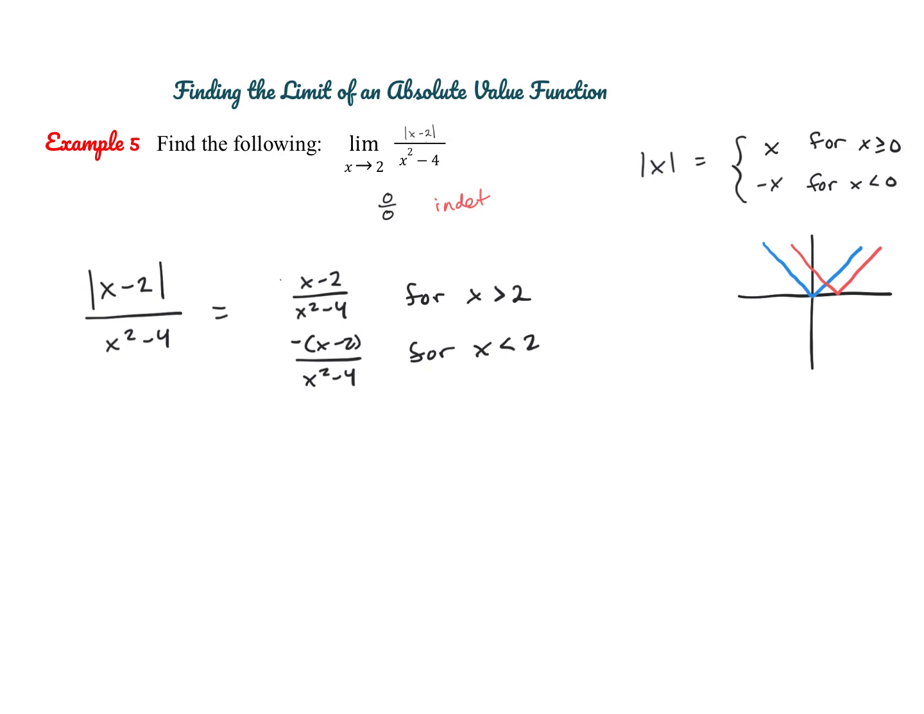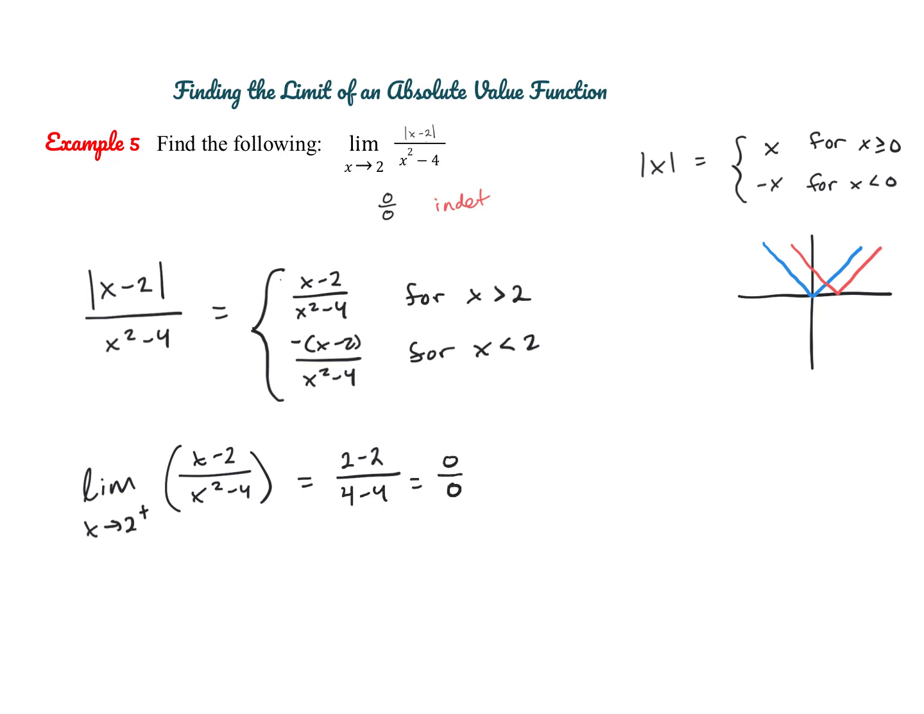I'm going to make this a little bigger. So it looks like this. So when we're evaluating the left and the right hand limits, we can use the two different parts of our piecewise function. So to find the limit as x approaches 2 from the right, we're going to use this portion because this describes everything to the right of 2. So we'll use the function x minus 2 over x squared minus 4, and we could do direct substitution there. So we have 2 minus 2 over 4 minus 4. So we still get the indeterminate form, which is fine.